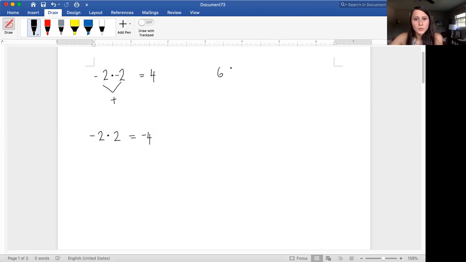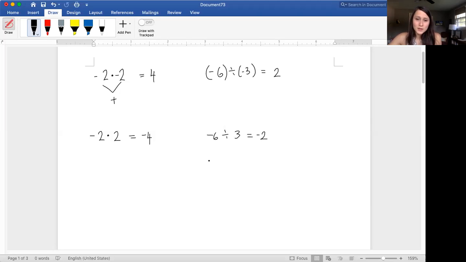When we're dividing, we get to divide like normal. And if there are two negatives, then the answer becomes positive. So we're going to divide, and that becomes 2. If there's one negative, then the answer is negative.